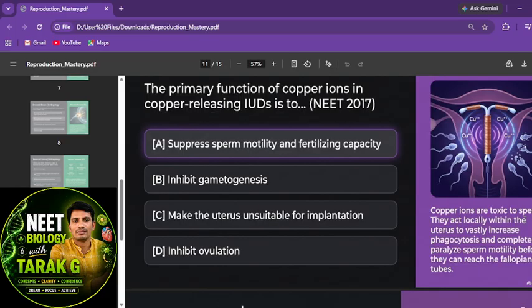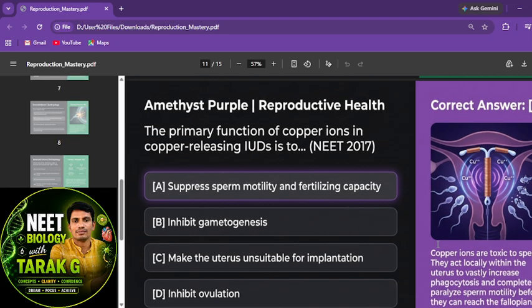Copper ions are toxic to sperm. They act locally within the uterus to increase phagocytosis and completely paralyze the sperm motility. Then the sperm should not reach the particular area, right? What is the function of copper ions here? They have a phagocytic nature and then automatically the sperm won't move, right?